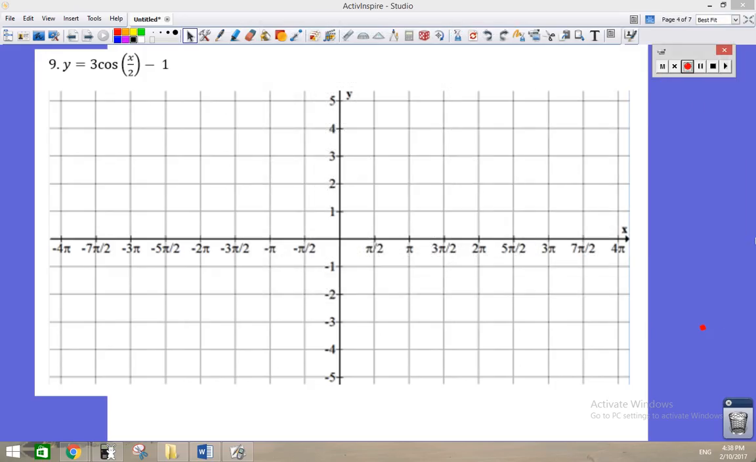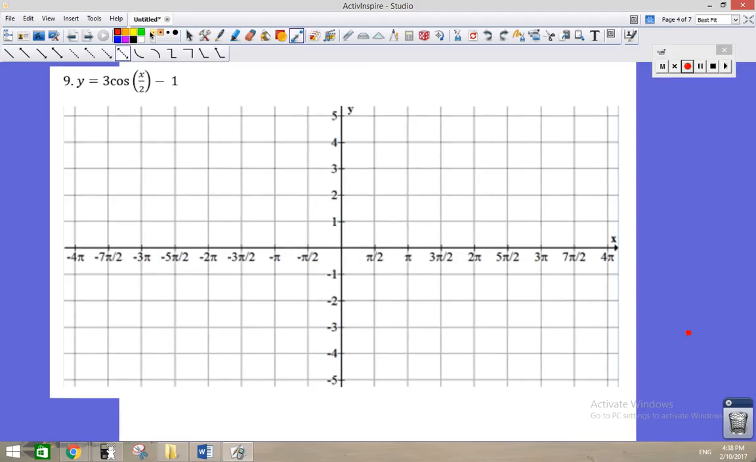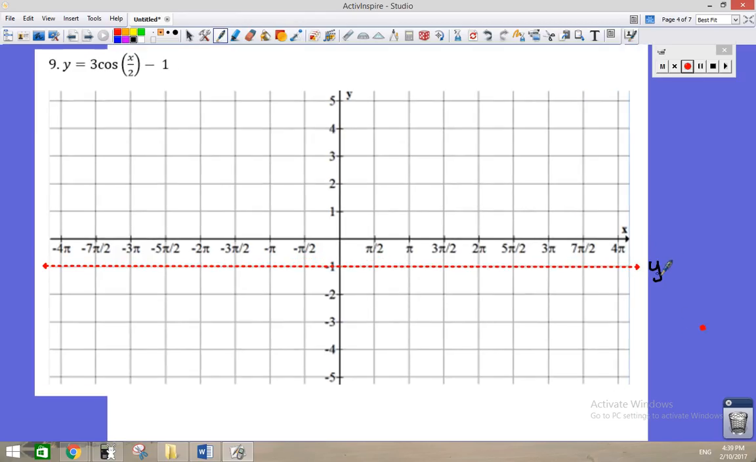Let's sketch the graph of this cosine. The parent function, the normal cosine curve, has a center line that's the x-axis. This vertical shift of down 1, I know that my new center line is going to be down here at y equals -1. And the amplitude is 3, so I know 3 units above this line and 3 units below this line will be my max and mins. So let's draw a dashed line there.